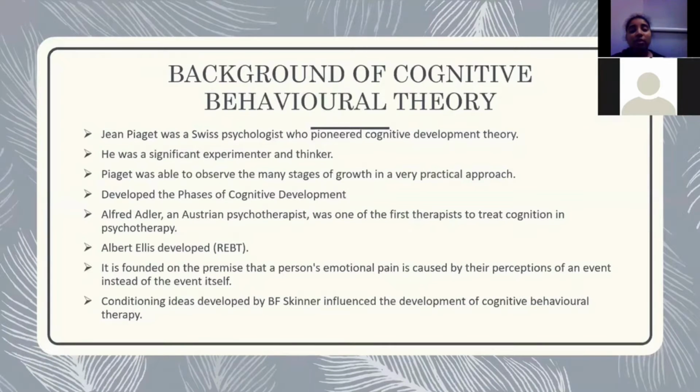It is founded on the premise that a person's emotional pain is caused by their perception of an event instead of the event itself. During his analytical sessions in the 1950s and 1960s, American psychiatrist Aaron T. Beck found that his clients had inner conversations going on in their heads. He noticed that the clients seemed to be conversing to themselves, but they sometimes shared a small portion of their thoughts with him.